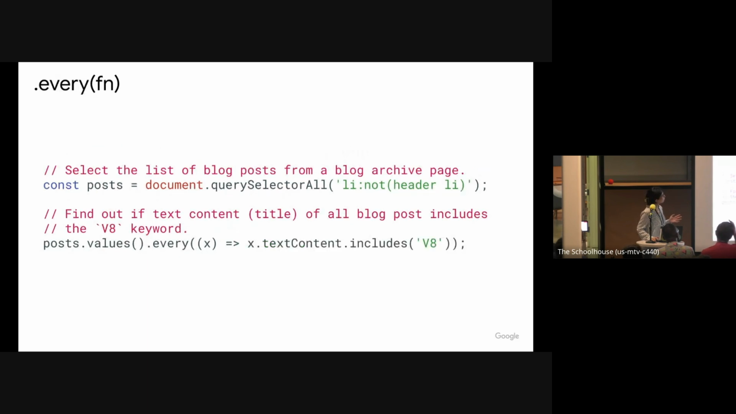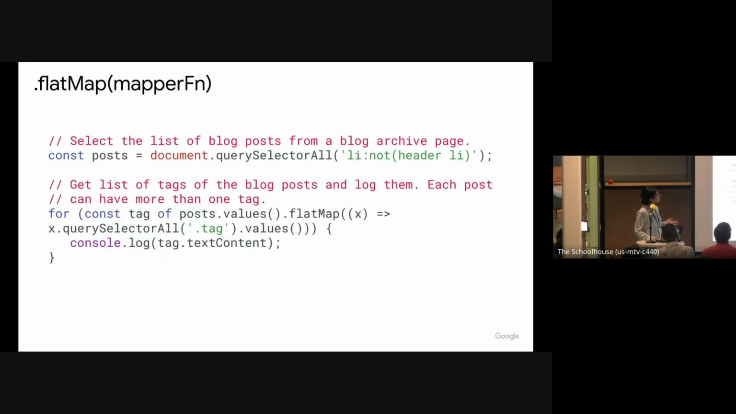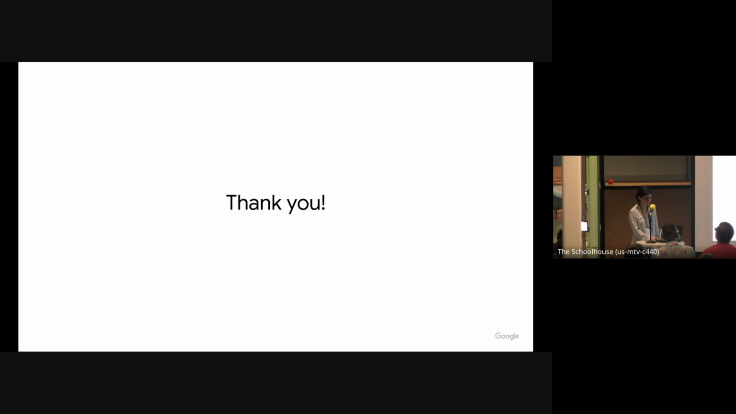So there are more helpers. I don't have time to go through all of them, but you can check out our blog on our website. And at the end, I just want to mention that there's an upcoming JS feature, explicit resource management, that we will ship soon. And this feature adds using and await using declarations, and also DisposableStack and AsyncDisposableStack data structures. You can check their GitHub repository if you are interested to learn more about it. Yeah, thank you.